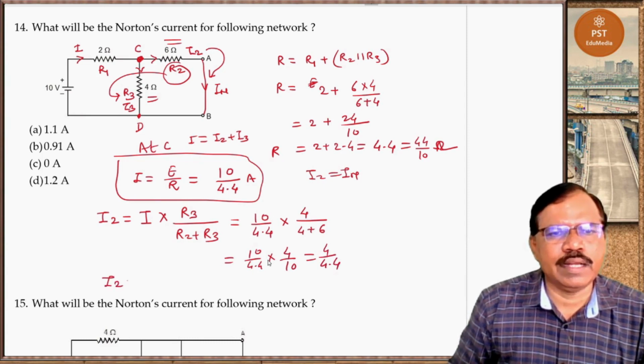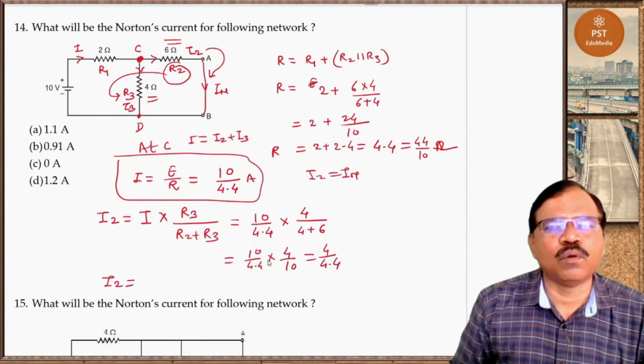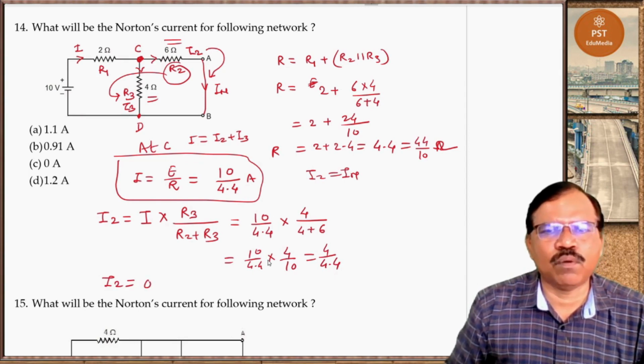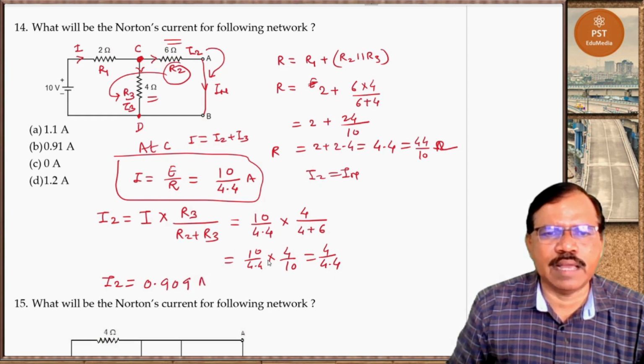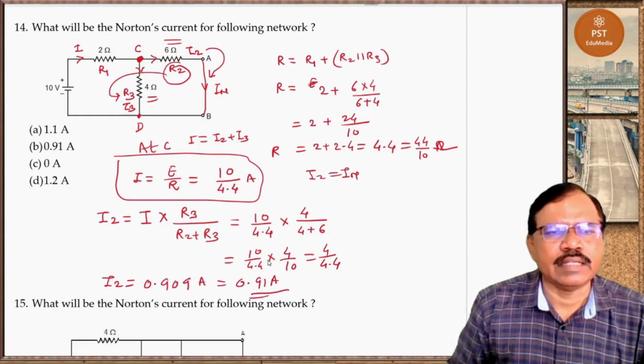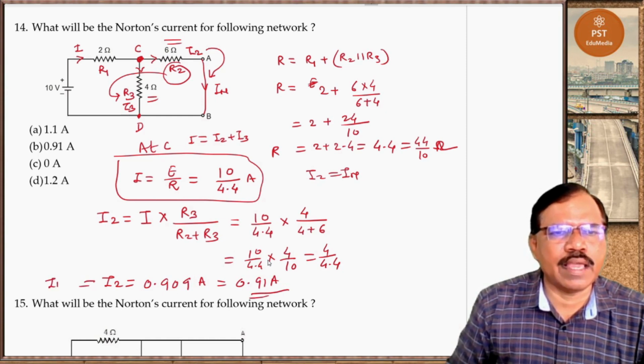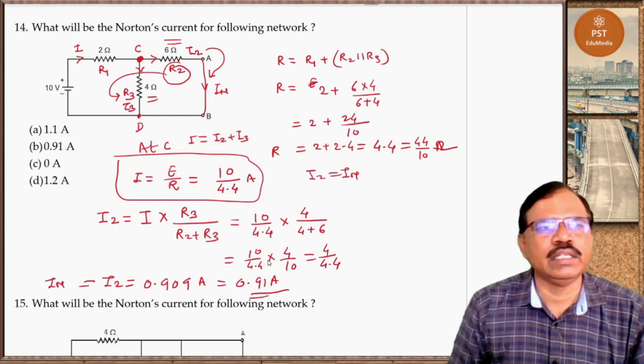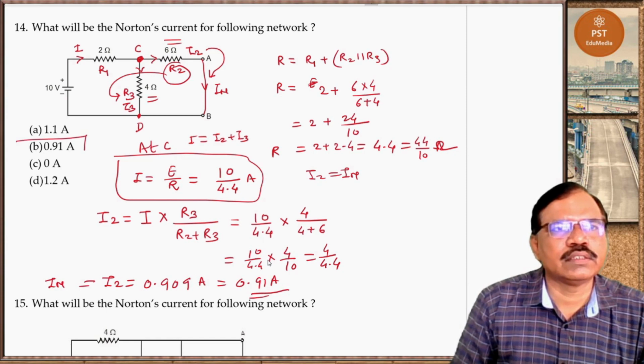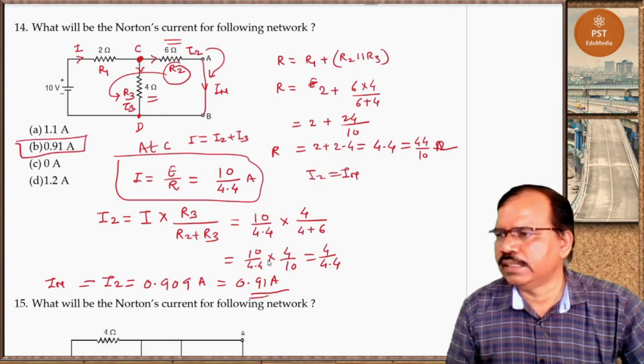So I2 is equal to 4 upon 4.4, which is 0.909 something ampere. So I can take 0.91 ampere. And this is also equal to IN because that is flowing through the short. So this one is correct.